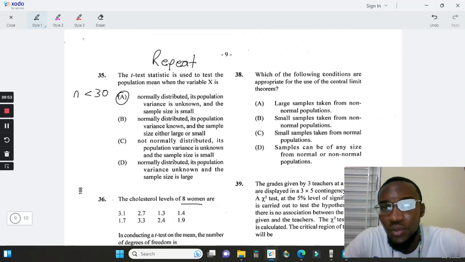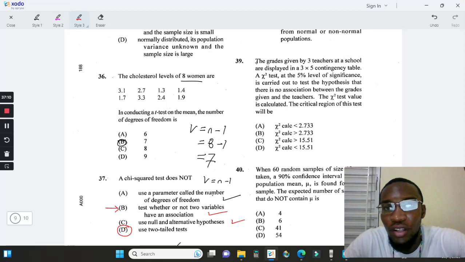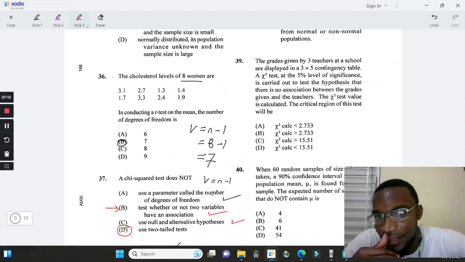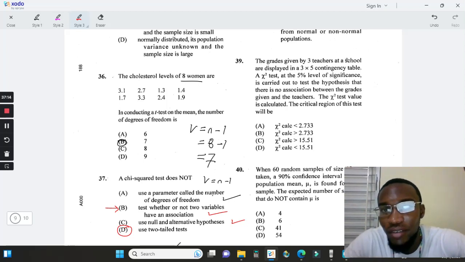Now this one says, which of the following is appropriate for the use of central limit theorem? We use this when the sample size is large, that's over 30. So large sample size from non-normal population, that's A. Easy.